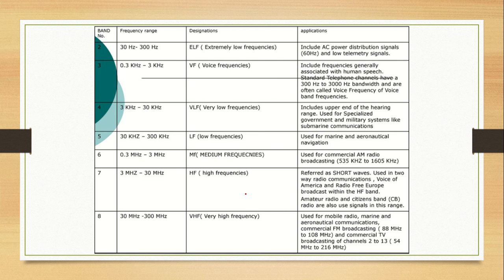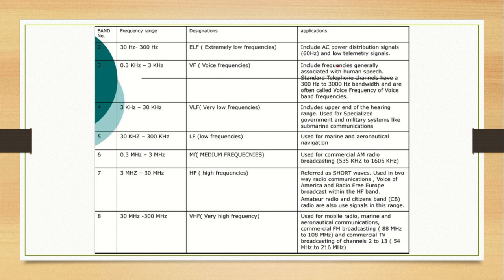Okay, so these are the details in terms of frequency and what are their applications. For example, for band number 2, 30 hertz to 300 hertz, the designation is extremely low frequency. So what are the applications? It includes AC power distribution signals, that is 60 hertz, and low telemetry signals. Then for 0.3 kilohertz to 3 kilohertz, that is for very low frequency, that is the voice frequencies.